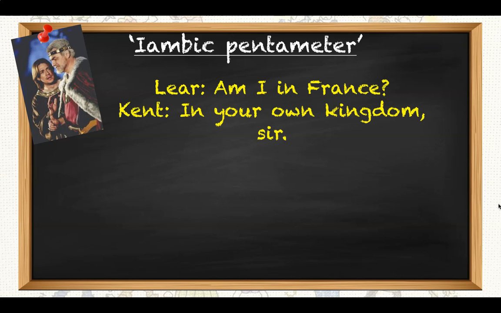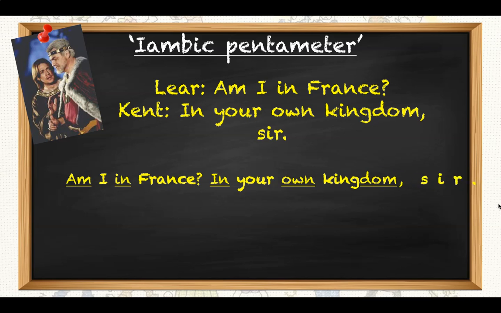Lear says, "Am I in France?" Kent replies, "In your own kingdom, sir." Although this piece of dialogue is 2 separate lines, together it would make up one line of iambic pentameter. For example, "Am I in France in your own kingdom, sir?"